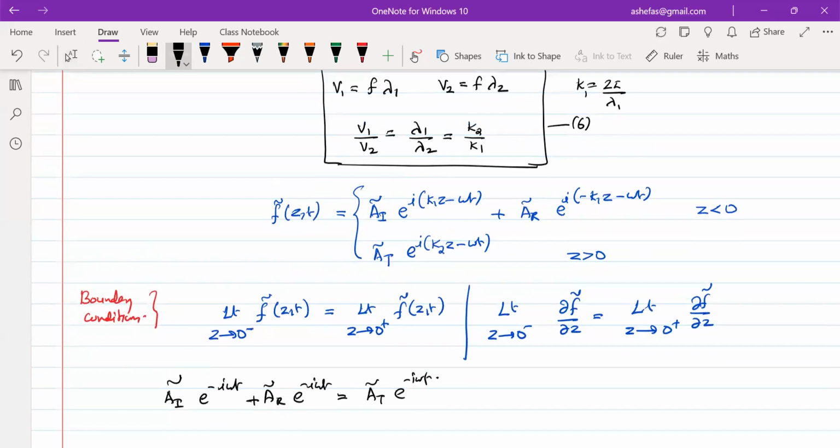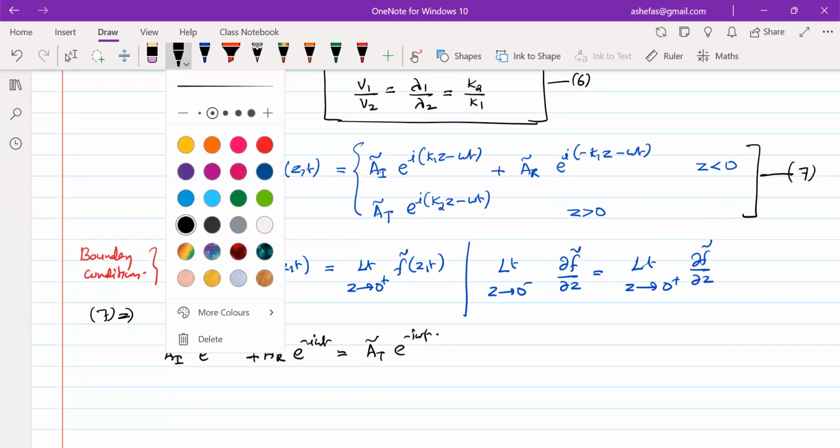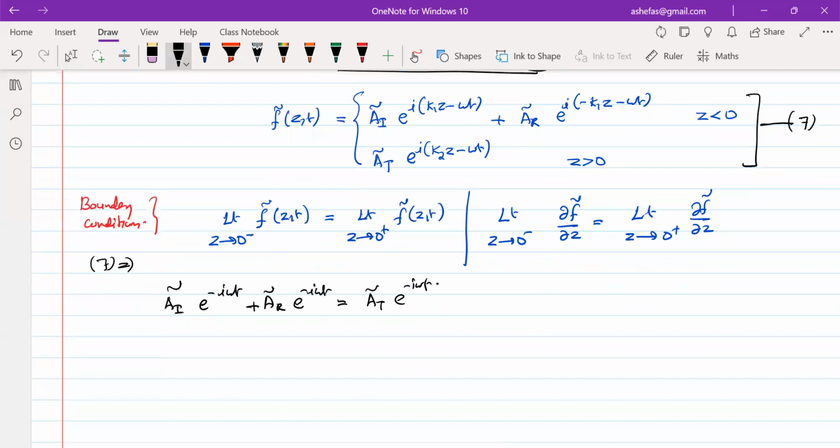So just using this equation, we can give some number for this. So this can be equation number 7. Okay, so by using equation number 7, we can write like this. And e raised to minus i omega t is the same throughout. So therefore, we'll get ai tilde plus ar tilde equal at tilde. This can be equation number 8.